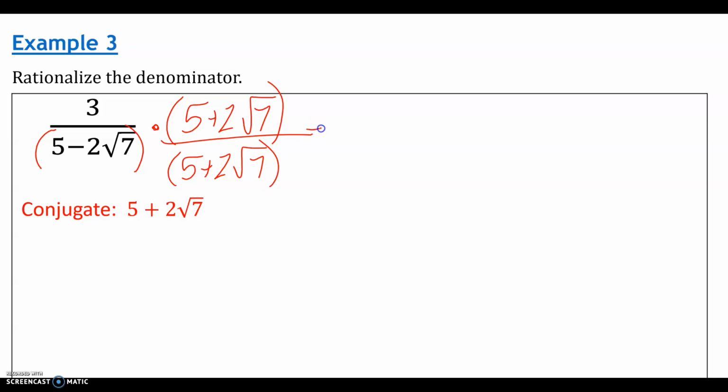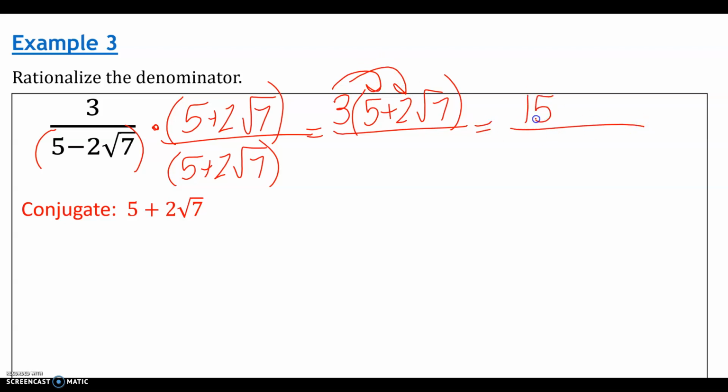Okay, so let's do the numerator. So we got 3 parentheses 5 plus 2 radical 7. So arrow, arrow. Notice the radical 7 is going to stay. So we're going to get what? 15 plus 6 radical 7.